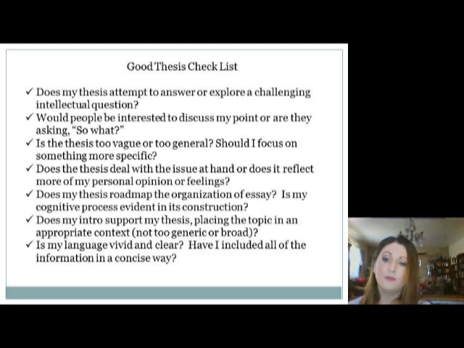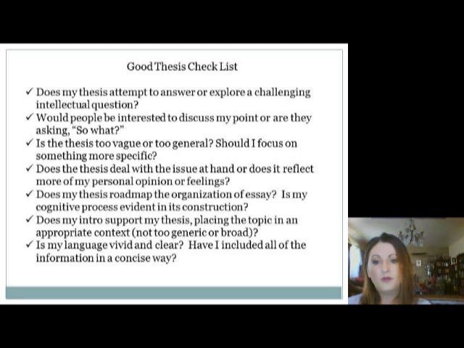Next, and this is stuff that we talked about, is the thesis too vague or too general? Should I focus on something more specific? And I talked about that binocular analogy. Definitely use the binoculars to either get closer to your subject or further away, depending on what resources are available and where your interests lie.